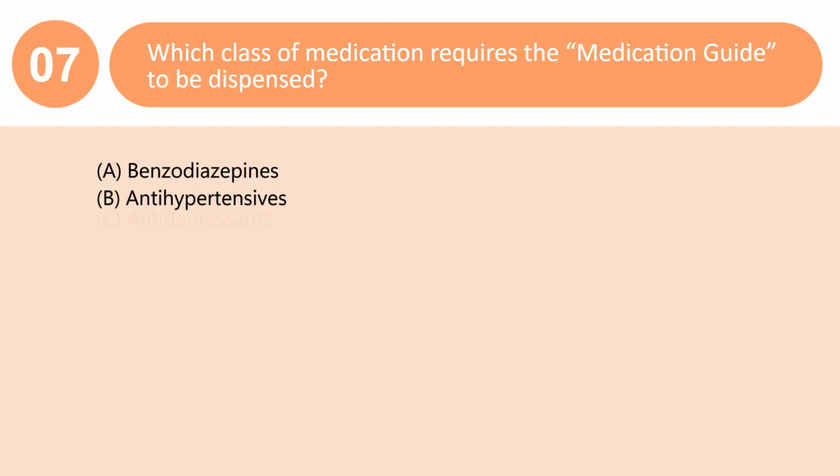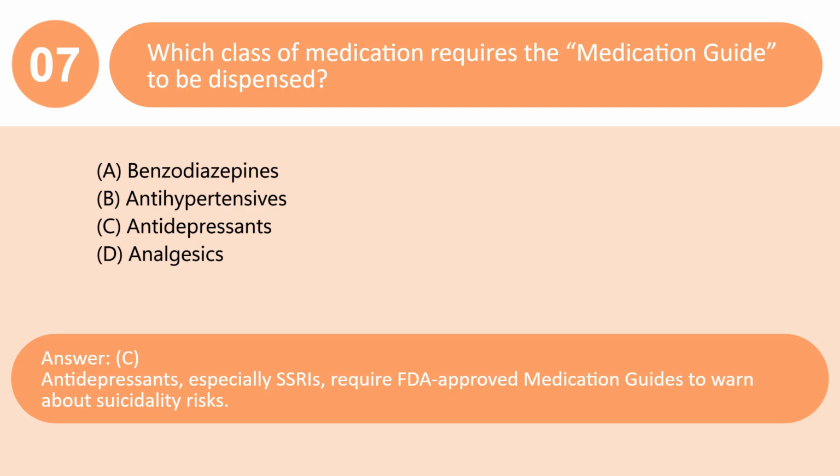Which class of medication requires the medication guide to be dispensed? A. Benzodiazepines. B. Antihypertensives. C. Antidepressants. D. Analgesics. Answer, C. Antidepressants, especially SSRIs, require FDA-approved medication guides to warn about suicidality risks.